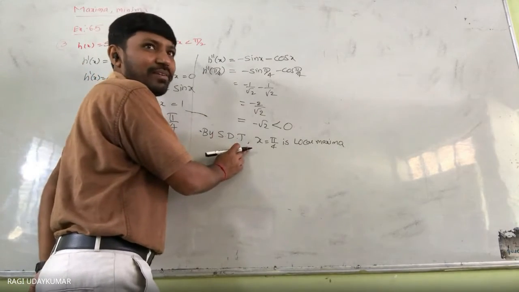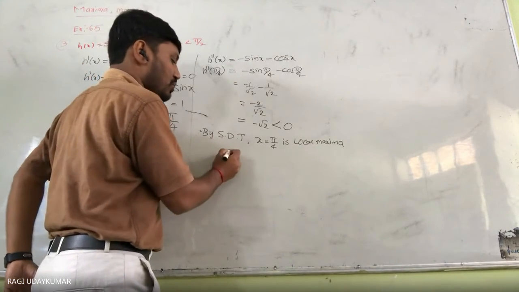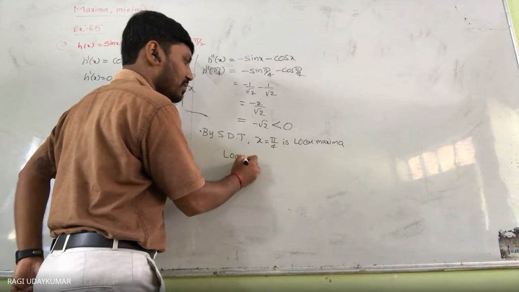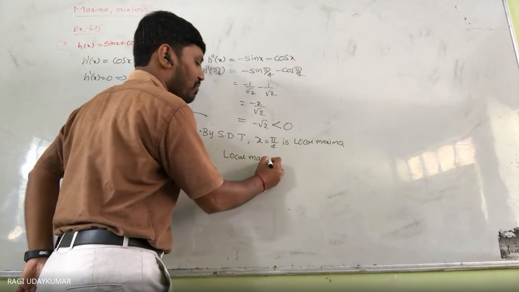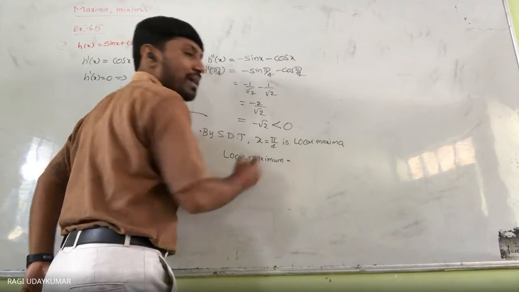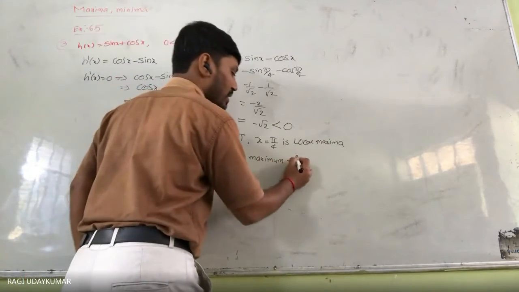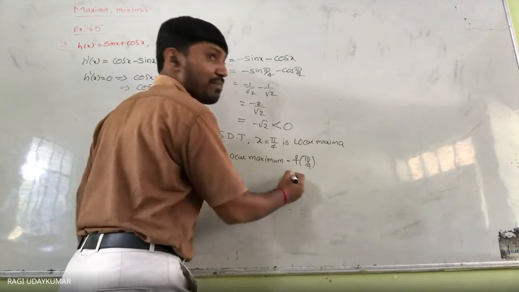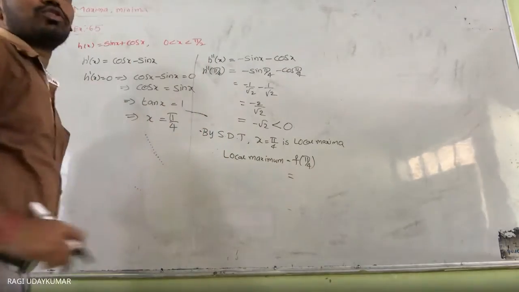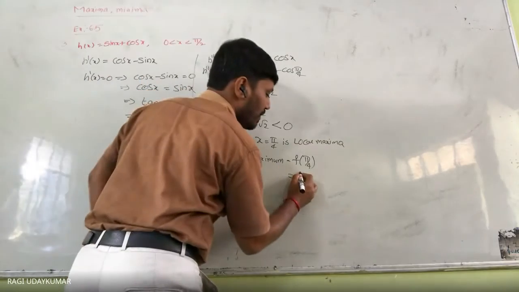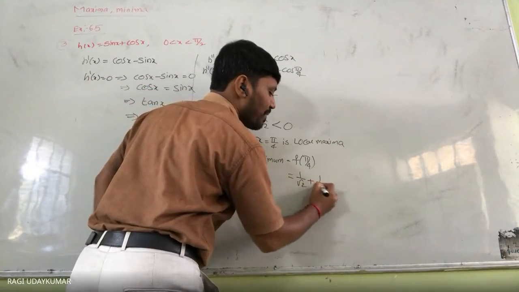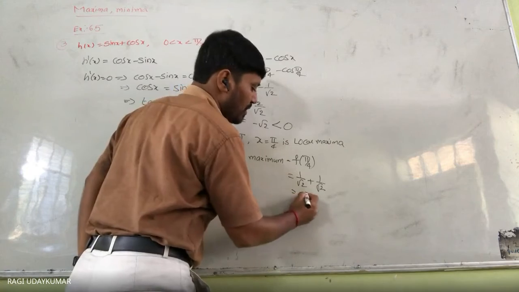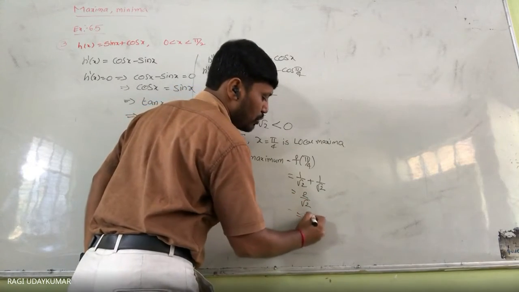Second derivative test. So local maximum value is equals to f of pi by 4. इसमें pi by 4 substitute करो. So what do you get here? 1 by root 2 plus 1 by root 2. So we are going to get 2 by root 2, which is equals to root 2.